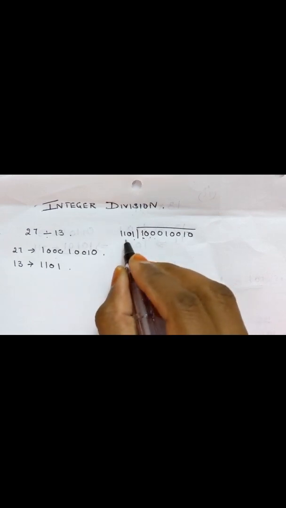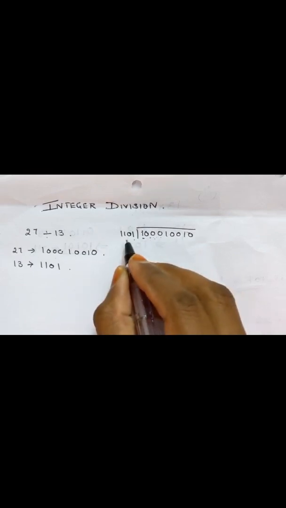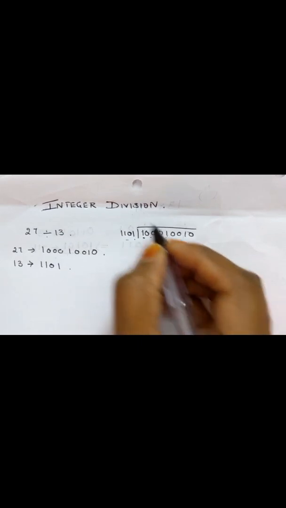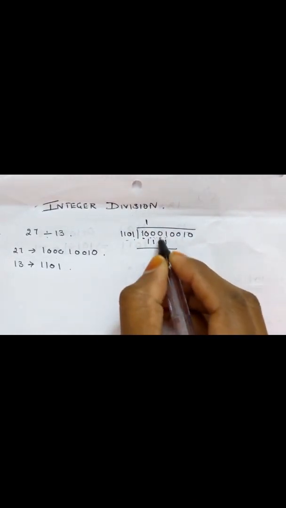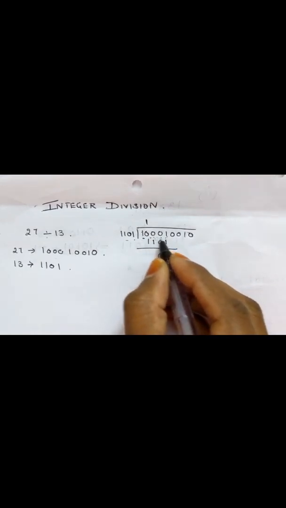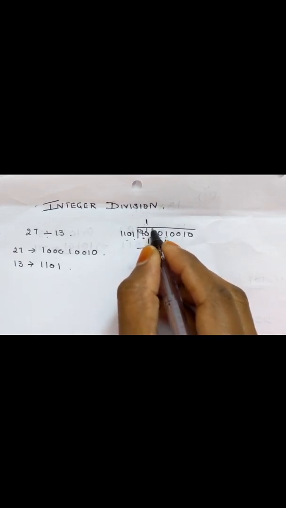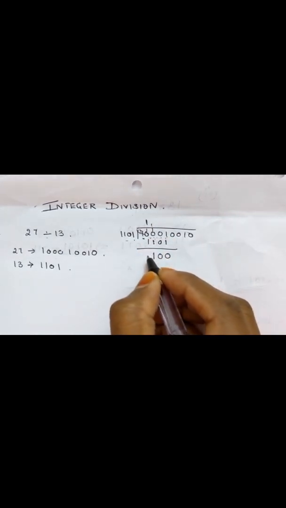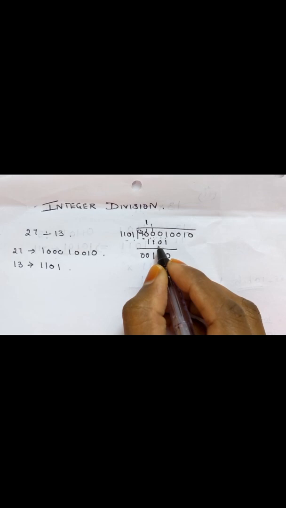If you take 10 also, it is less than 1101. If 100, this is less than 1101, so you have to take these 5 digits: 11011. Perform the subtraction operation. 0 minus 0, 1 minus 1, so you have to take the carry, and the remaining is 1 0 0. This will be the result you obtain after performing the subtraction.